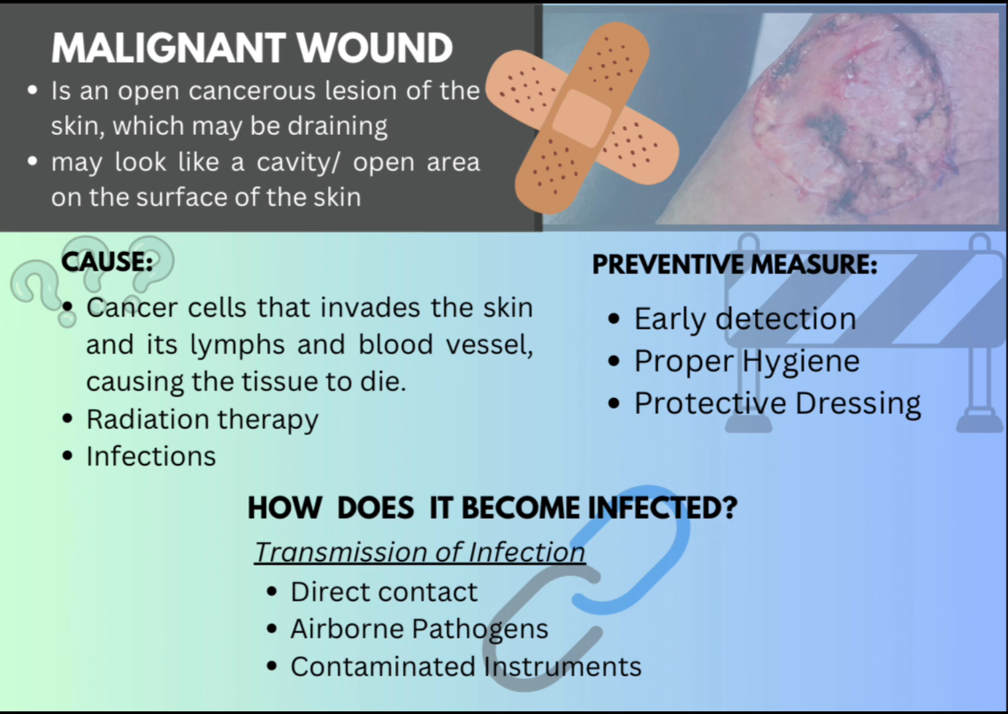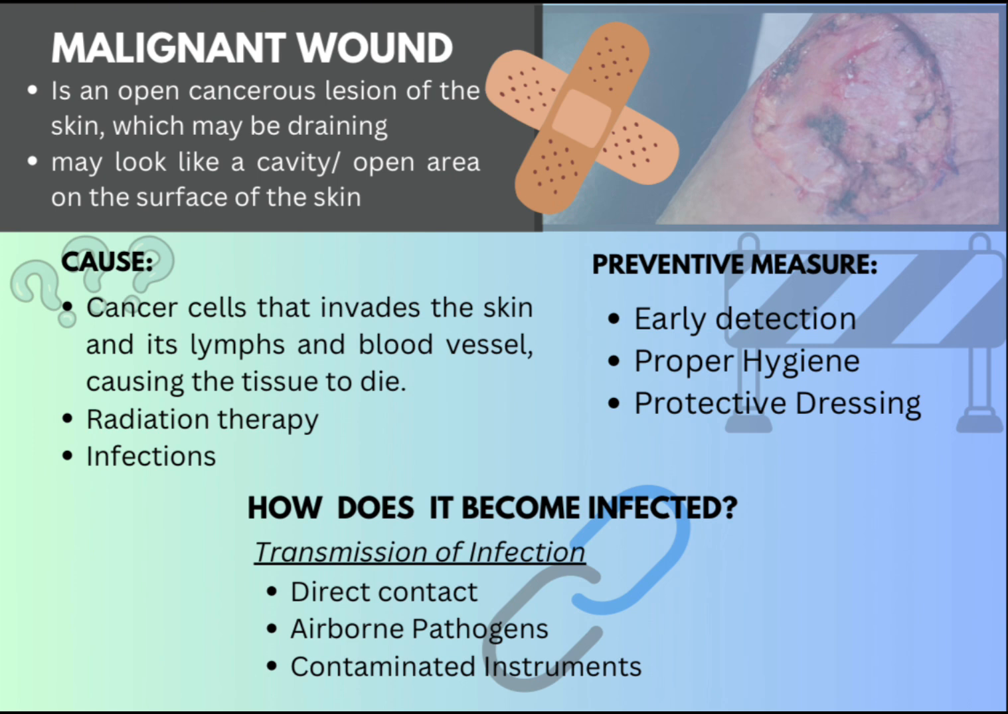The primary cause of malignant wounds is the direct invasion of cancer cells into the skin. Several factors can contribute to this process, such as cancer cell infiltration, radiation therapy, and tumor proximity to the skin surface. In cancer cell infiltration, as tumors grow and metastasize, they can invade surrounding tissues, including the skin, causing destruction and breakdown.